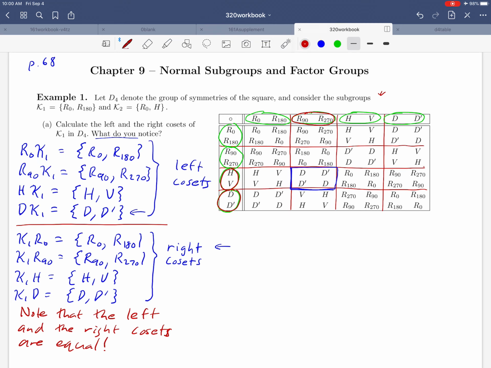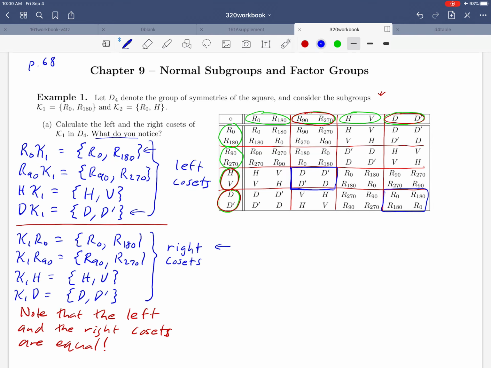Let's try that experiment with another 2 cosets. What if you took the coset containing D and D prime times itself? What you would get is the coset that contains R0 and R180. That's sitting right here. So we've got sort of a closure going on. If we think about multiplying 2 cosets together, we get another coset.